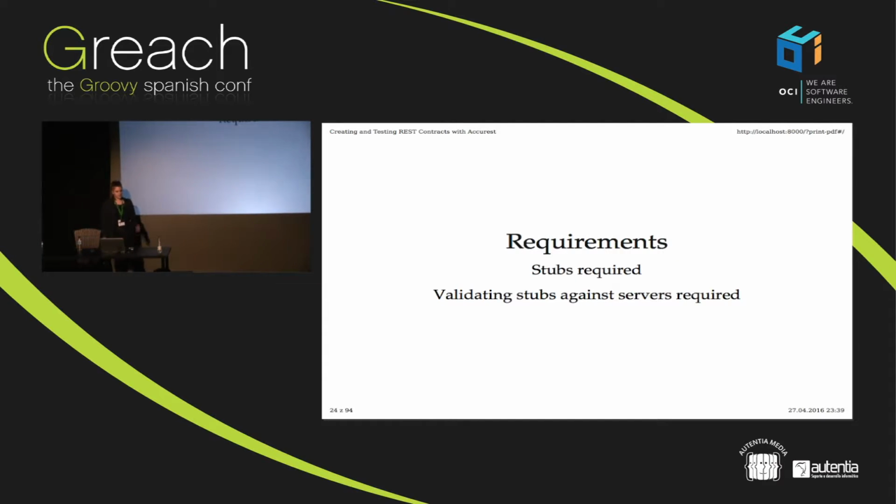So the requirements when it comes to testing were that we wanted to have stubs, but at the same time, we wanted to do something to be sure that these stubs mirror the real behavior of the server, so that for any given request, the stub that we would get would be the same or appropriate in keeping with what the server would do. So these were all the requirements that the Accurest team was working with.